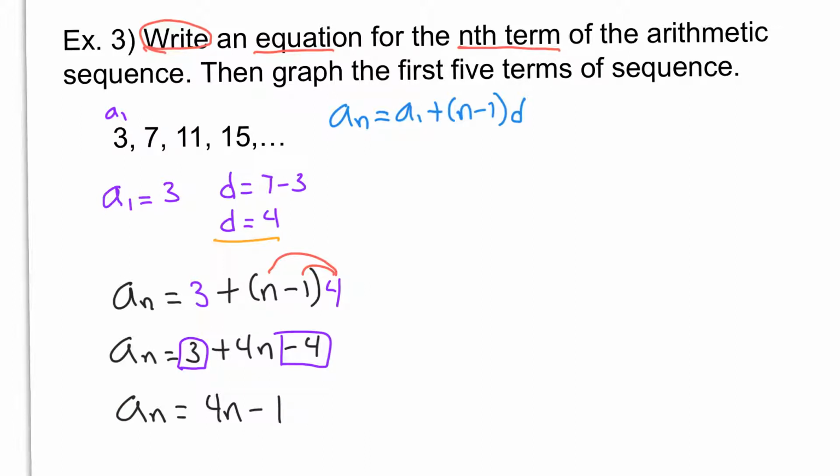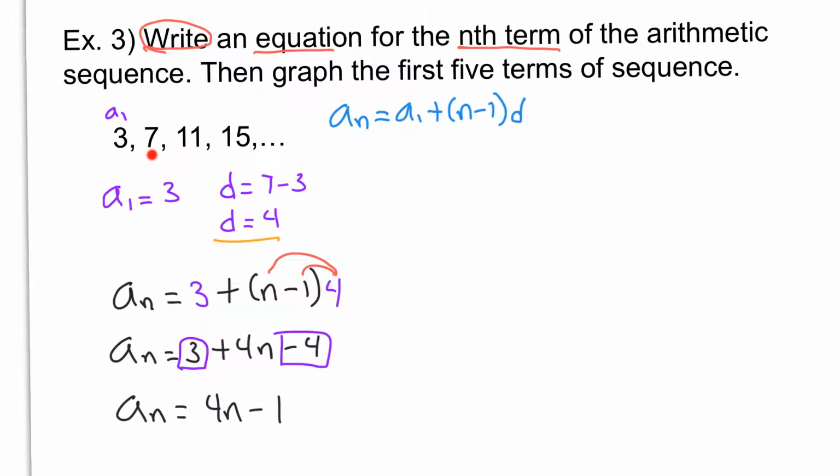And just to show you guys, I'm going to show you that it works. So let's say that I am looking for the 2nd term. I know the 2nd term is 7. But if I put n equals 2 into the n, 4 times 2 is 8. 8 minus 1 is 7.